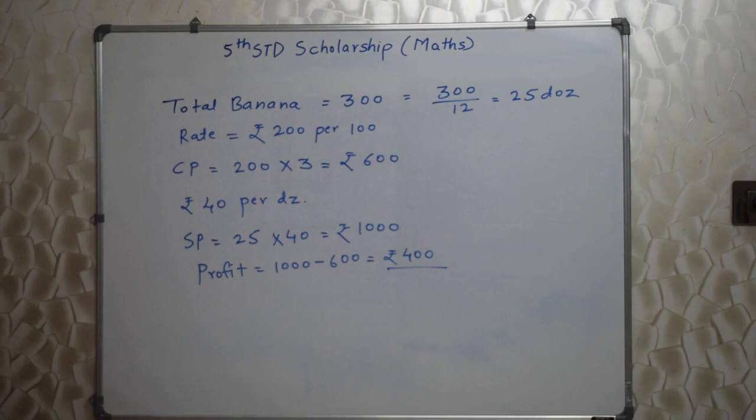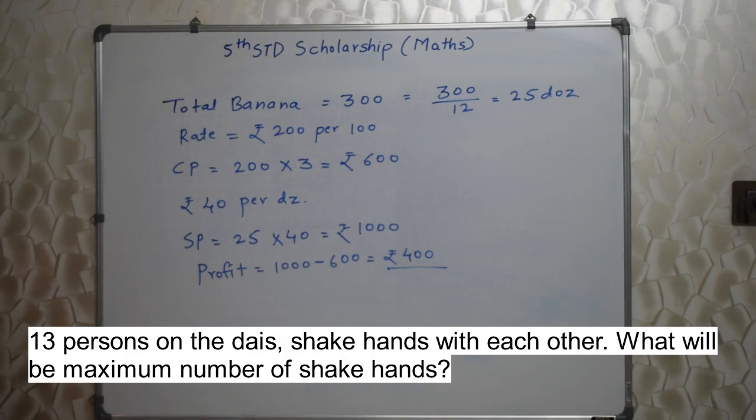Right? Chalo, aage badhte hain. 13 persons on the dais shake hands with each other. What will be the maximum number of shake hands? Very, very interesting sum. I am going to share a trick with you here.